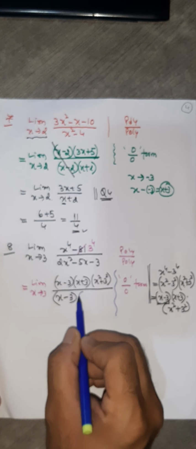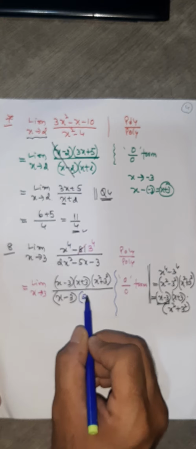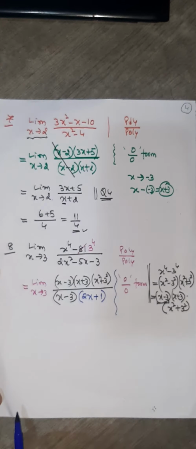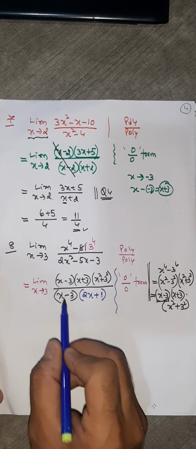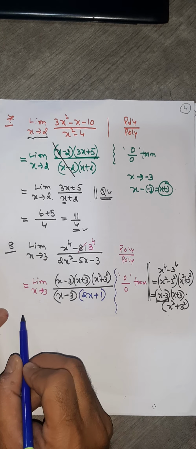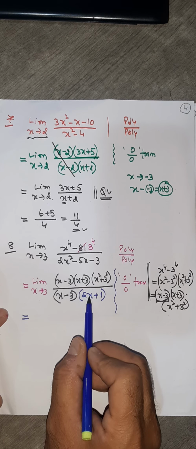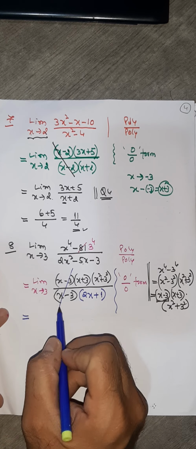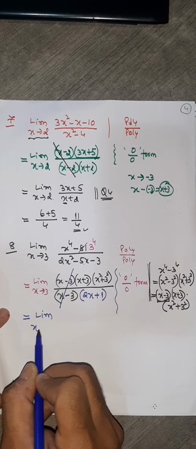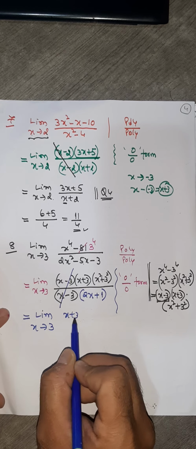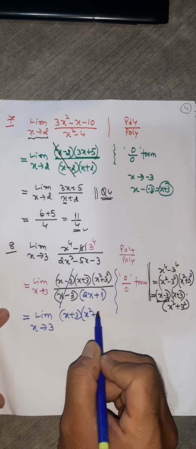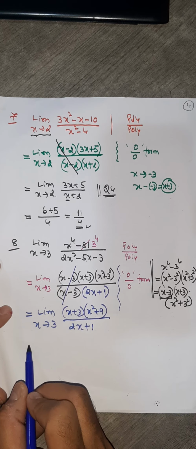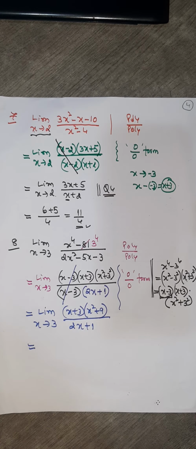What about this here? I need 2x square, so I must have 2x. At the end I need minus 3, so it must be plus 1. This is simply factorization. Whichever way you like, you can do it. Now open the bracket. 2x square plus x minus 6x, so minus 5x minus 3. This will get cancelled. So we are left with limit x tends to 3, x plus 3 into x square plus 9 upon 2x plus 1. Now you can see that this is not 0 by 0 form. So just place the value.